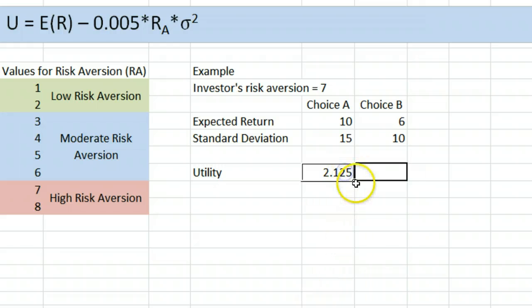We can drag this formula over, and based on the results here, we can say that this investor would be more satisfied with choice B since it has the higher utility.